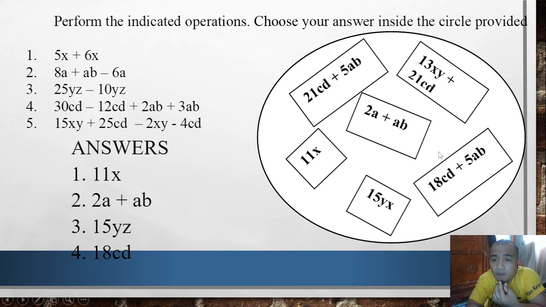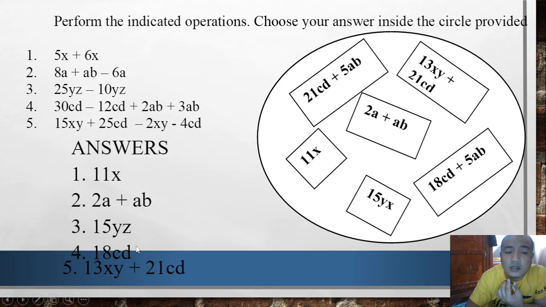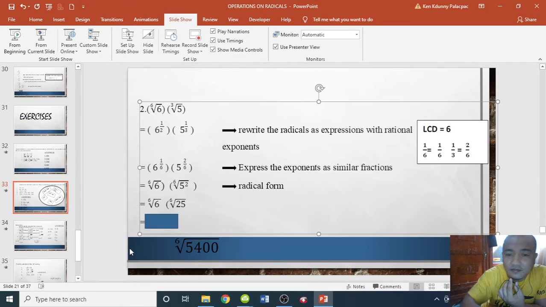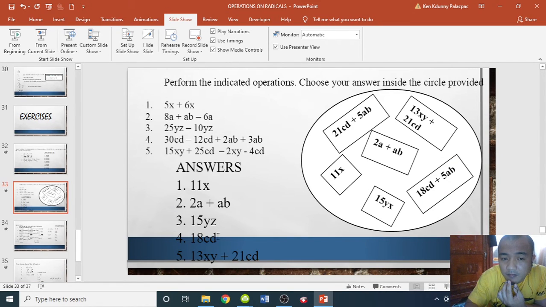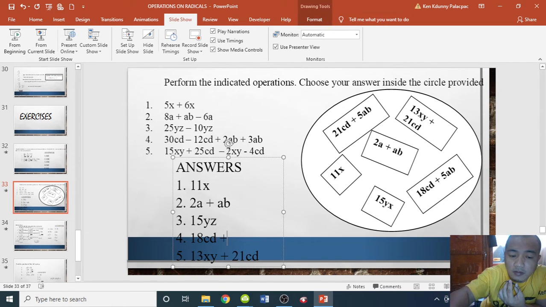There's no 18cd there. Wait. In number 4, 18cd plus 5ab. Something is missing in number 4. Let's just edit it. Number 4, 18cd plus 5ab.